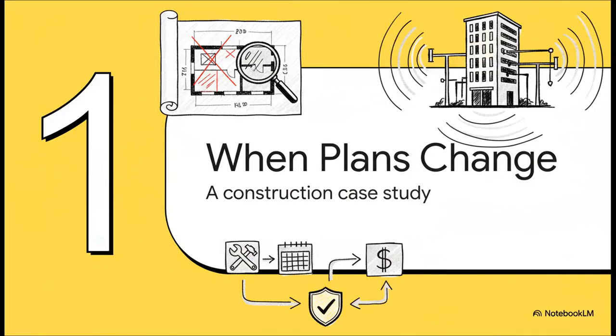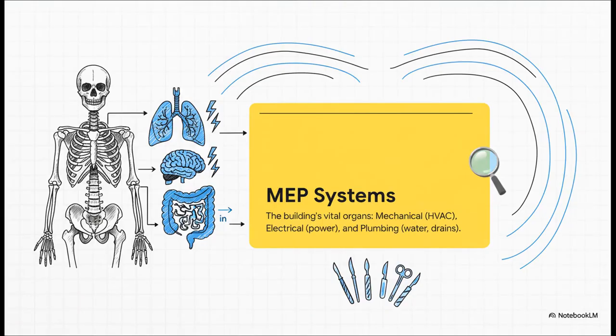So let's make this real. Let's look at a case study. We've got a project that's already well underway, but then a revised architectural layout lands on the project manager's desk. Now, on paper, it might not look like a huge deal. But in the real world, a change like that is about to send a massive ripple effect through every single system in that building.